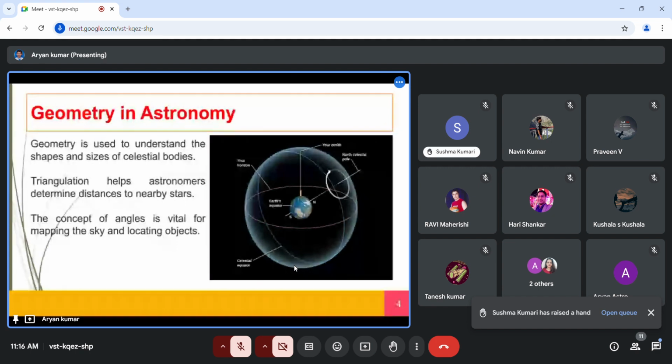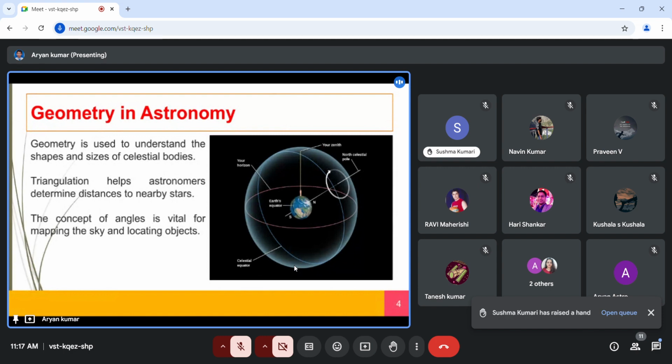It describes the celestial shape and orbits of that single object, and calculating distance, size, and positions of objects. As you can see in the picture given, the Earth's equator is there, the North Pole and the South Pole, the horizon, etc. The word given, triangulation, means measuring distance to nearby stars using the parallax method.